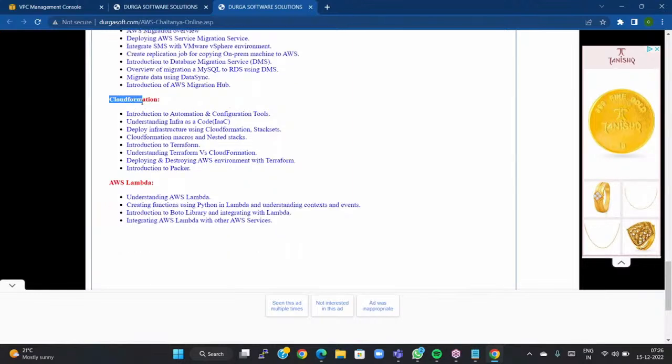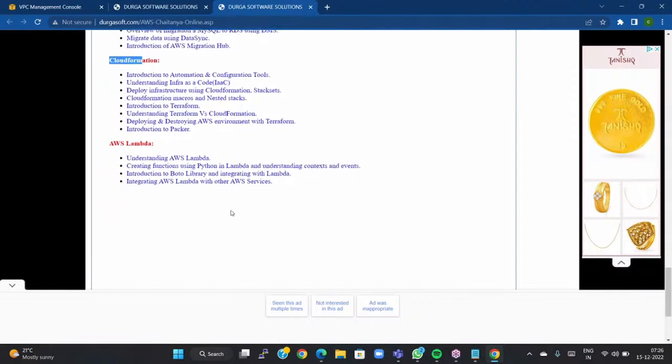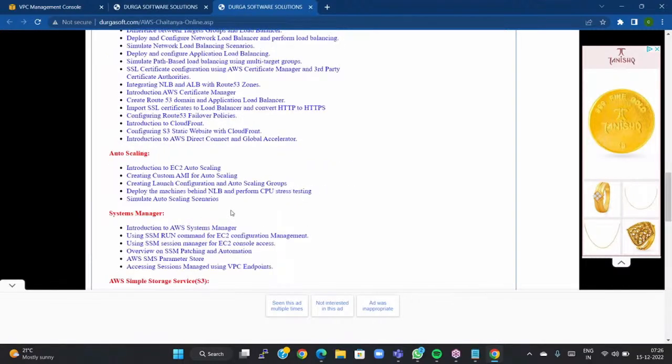How can we create a cloud with infrastructure as code? By writing the code, without logging into our console, we can create the resources. What are the resources? Like VPC, EC2 instances, all these things we can create with the help of CloudFormation. And after that, you will learn about the Lambda function. This is what we are going to learn in the entire syllabus.